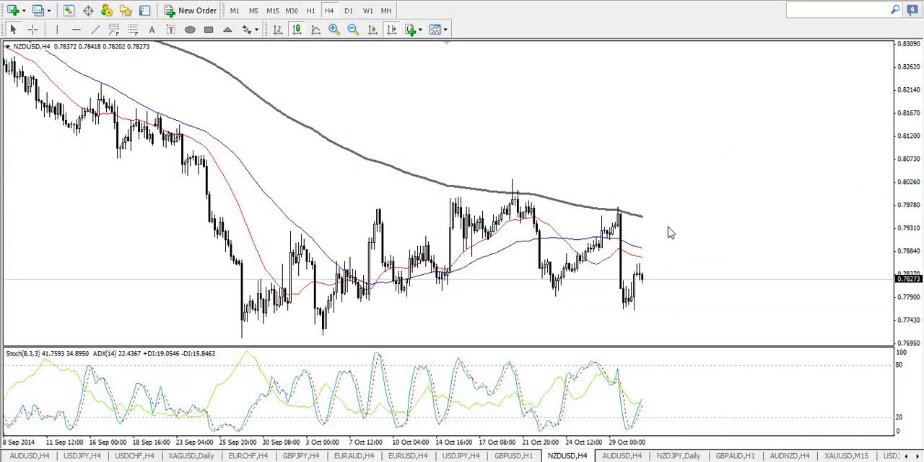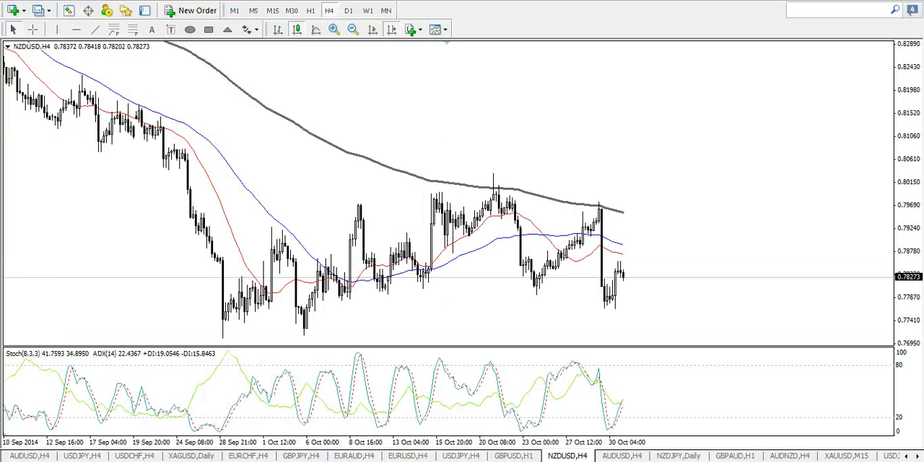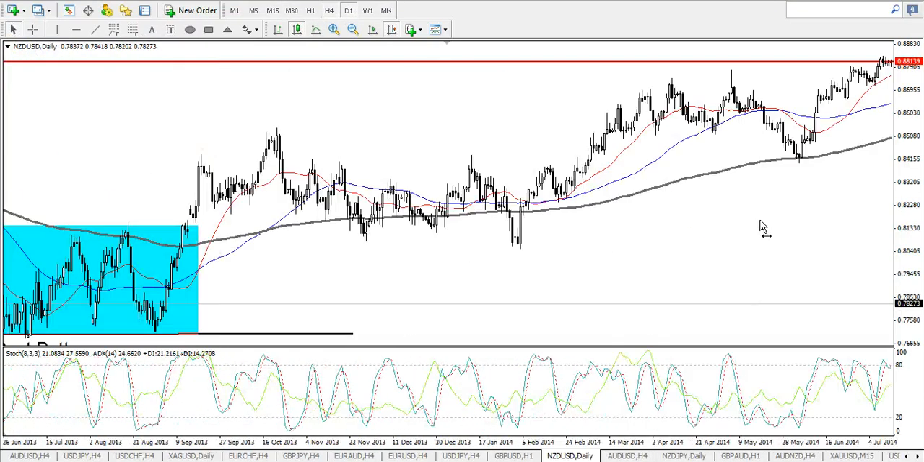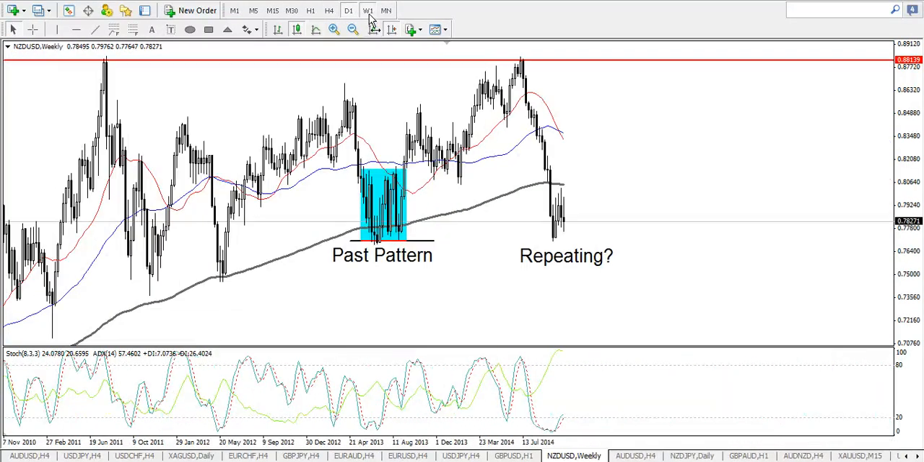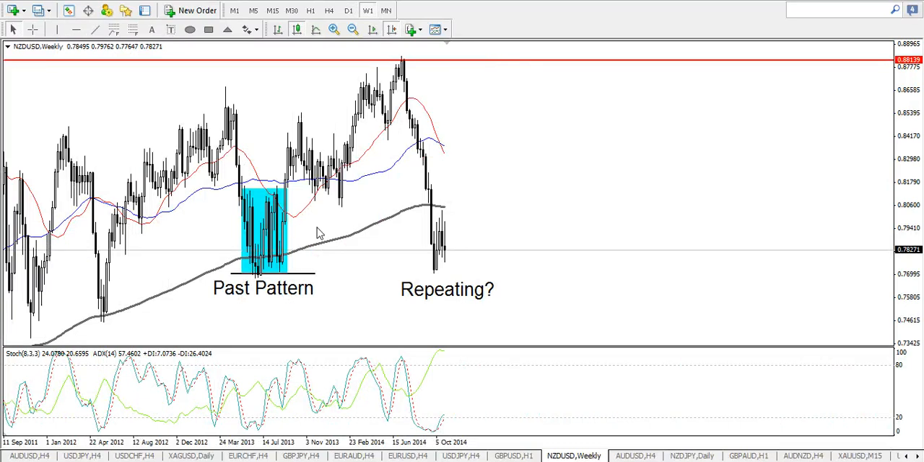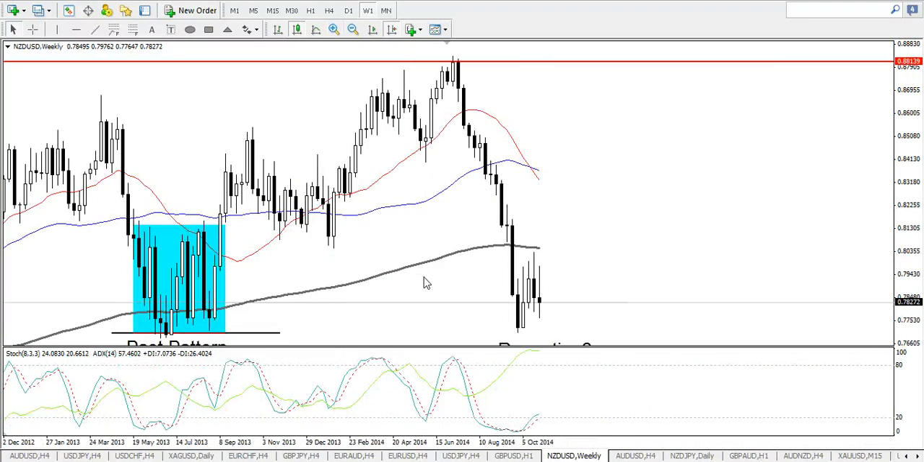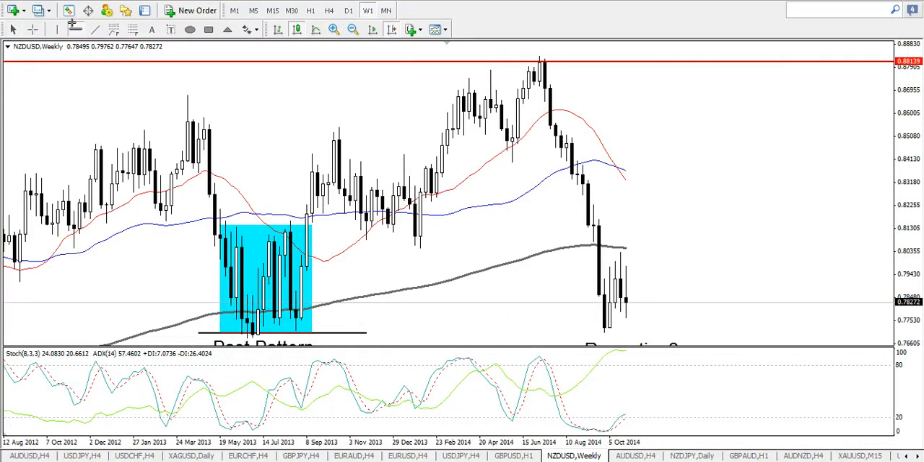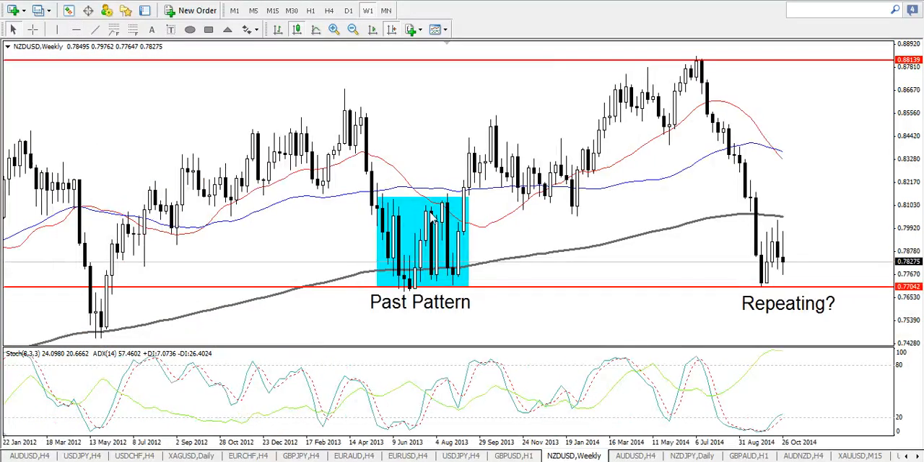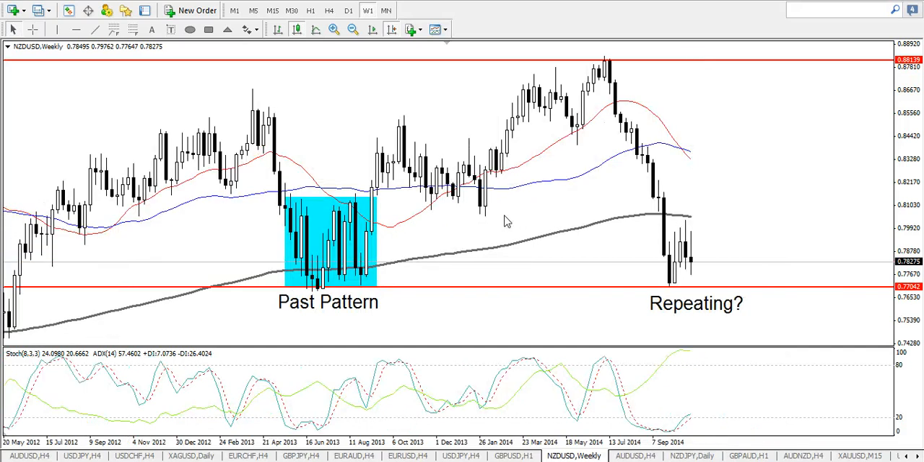And next, finally, we shall look at the New Zealand against the US dollar. Back to the day chart itself, or back to the weekly chart. Oh yes, there's a previous past pattern which I plotted over here, as price touches the low at the price of 0.7700. So back in the past, when price touched this level at 0.7700, there was a range forming, as you can see highlighted in the blue.